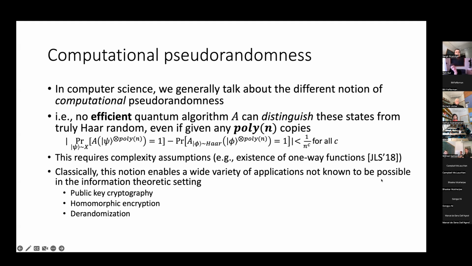Bill, if you're waiving off the limitation on the number of copies, but still require the algorithm to run in polynomial time, does this become degenerate in some sense? Well, I don't know about degenerate.